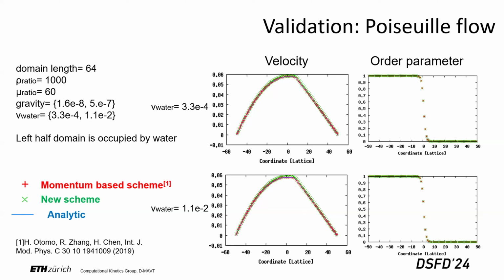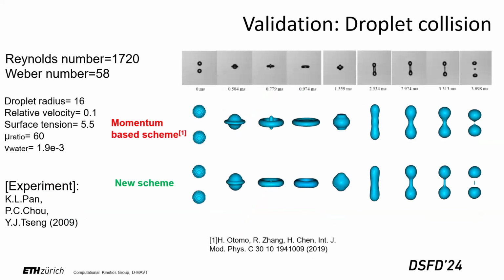And also the Poiseuille flow case, where the left half is filled by water. With that high order correction term, the new scheme can achieve an accurate result comparable with the analytic solution, better than the previous momentum-based scheme with correction. Also, this is a droplet collision case. Qualitatively, we can reproduce a result comparable with the experiment.